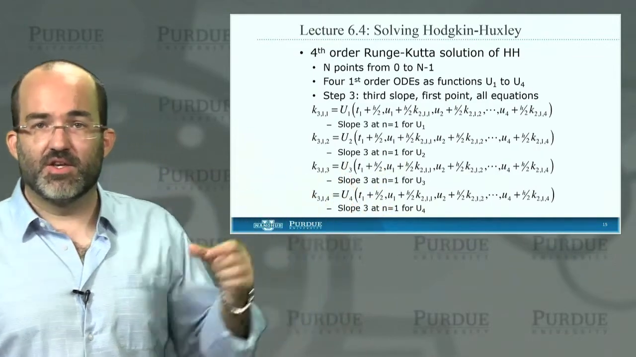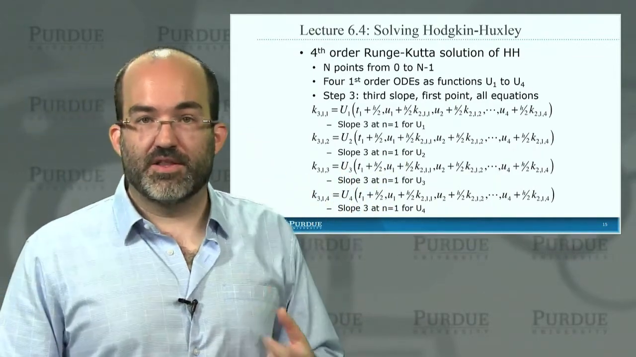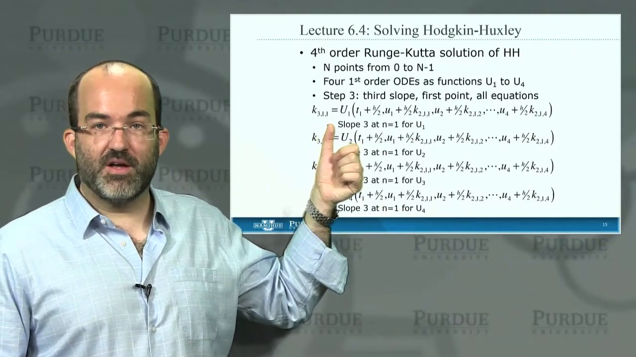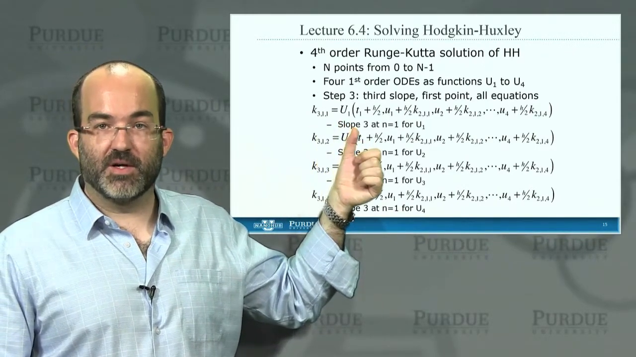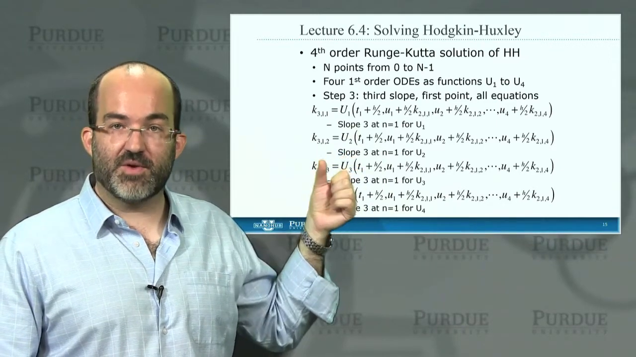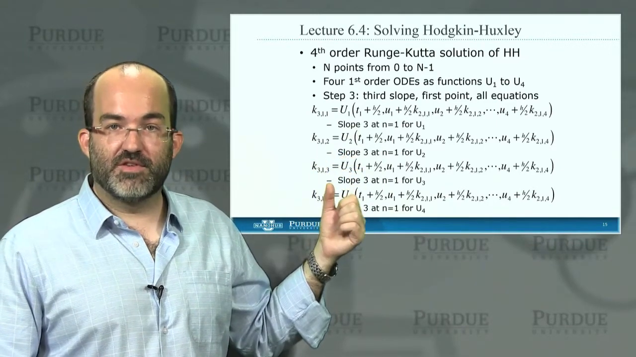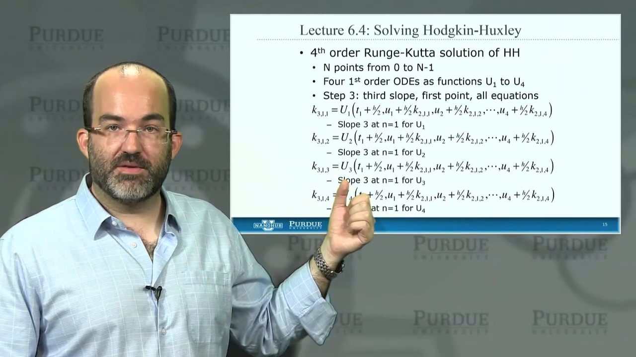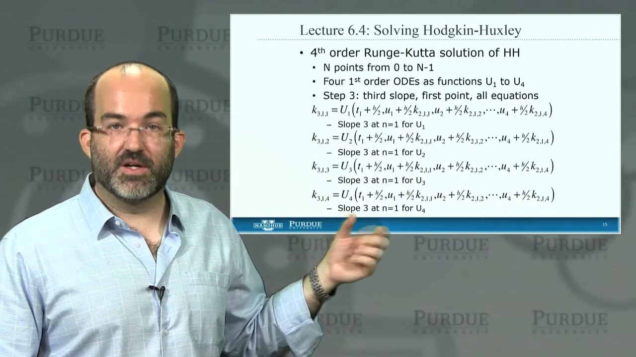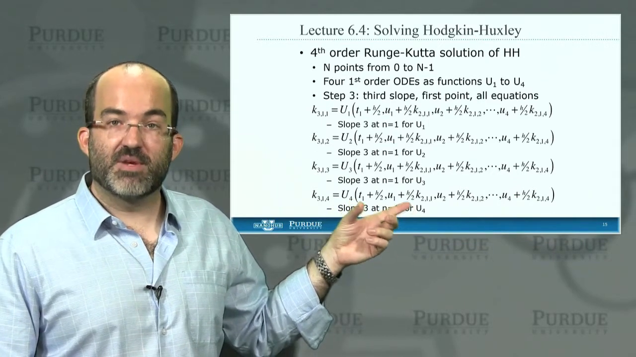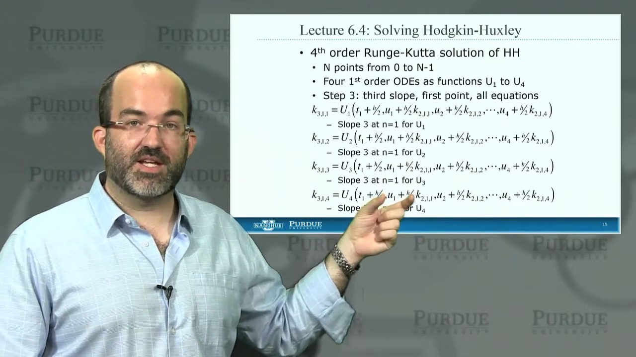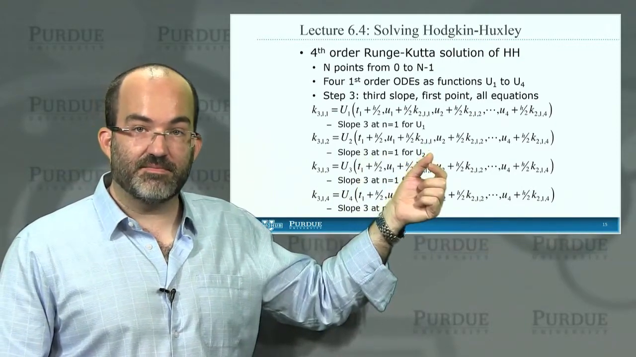Once you've done that, you move on to the third slope. The third slope, k3 at the first point, k31 for the first equation, k311. The third slope, first point, second equation, k312. The third slope, first point, third equation, k313. The third slope, first point, fourth equation, k314. That's also calculated at the midpoint, but it's different from the second slope because we're using the second slope to calculate it, whereas for the second slope, we use the first slope to calculate it.